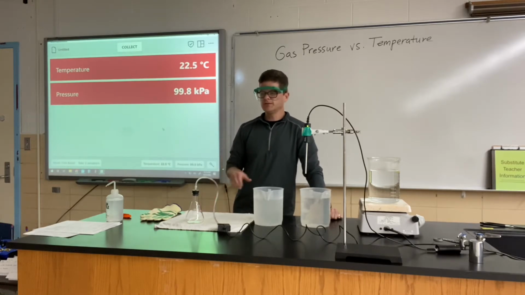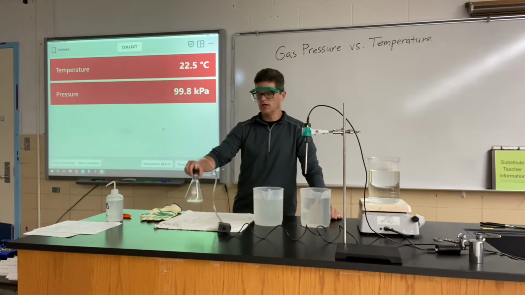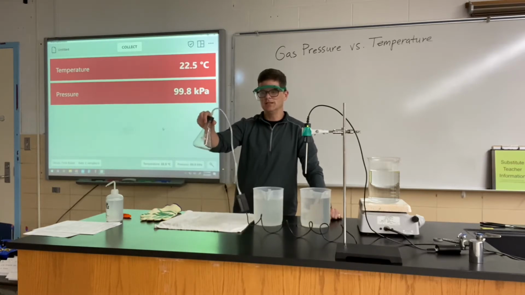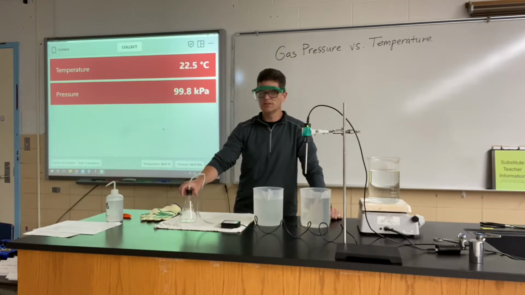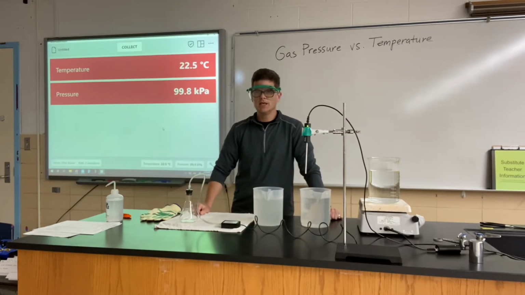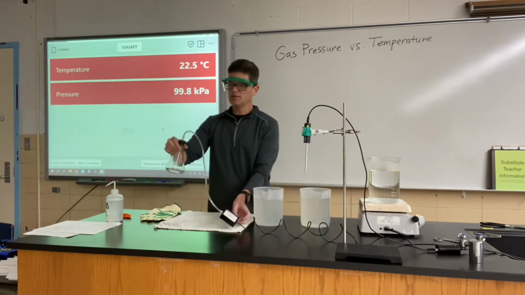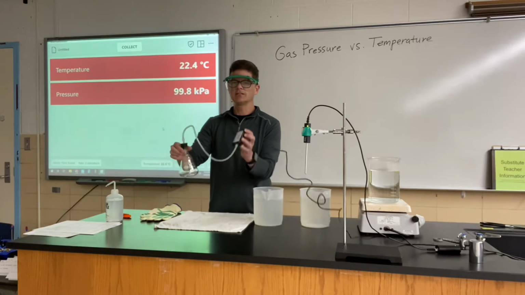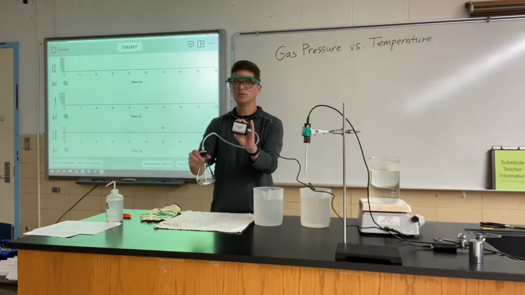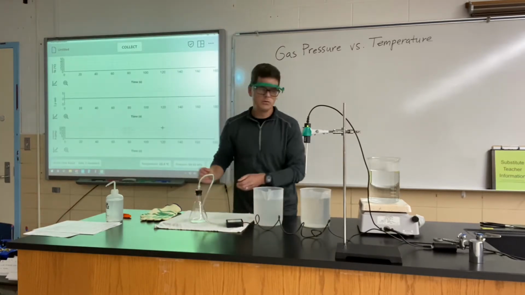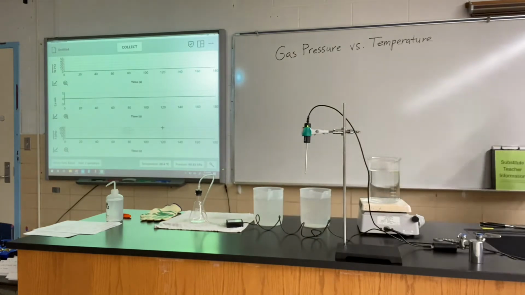We're going to purposely change the temperature of the gas in this Erlenmeyer flask, which is sealed tightly. We're going to purposely change it to different temperatures, and we want to see how that pressure responds. So the setup is I've got a sealed Erlenmeyer flask with a gas pressure sensor hooked up to it. We should be able to see the values on my screen.